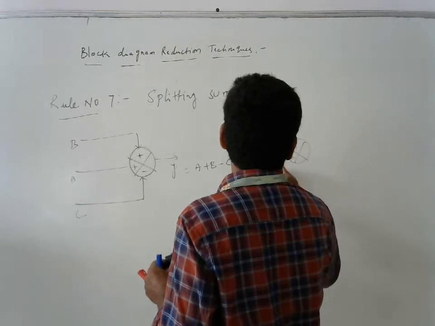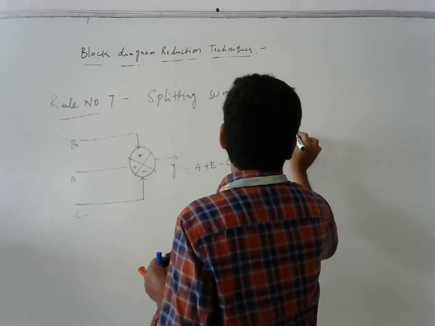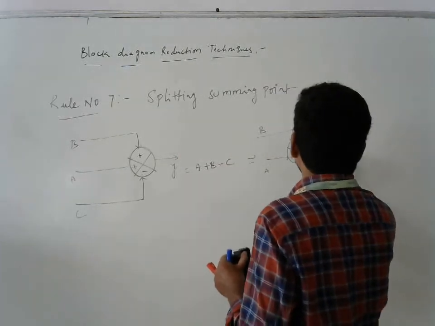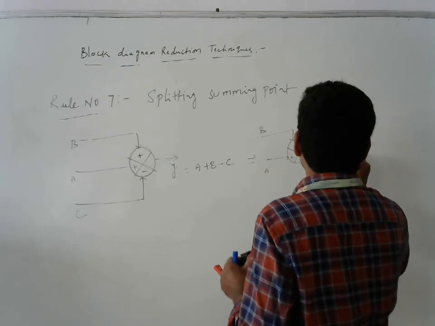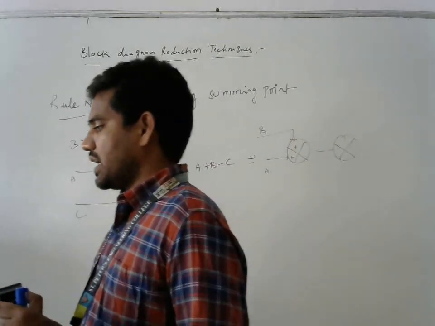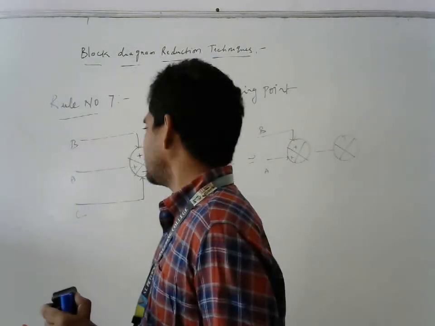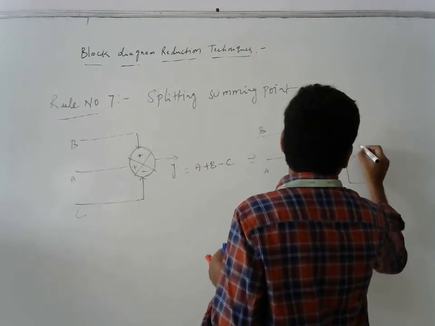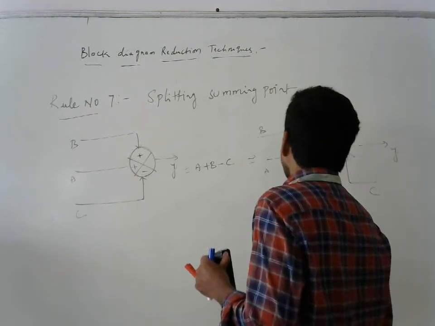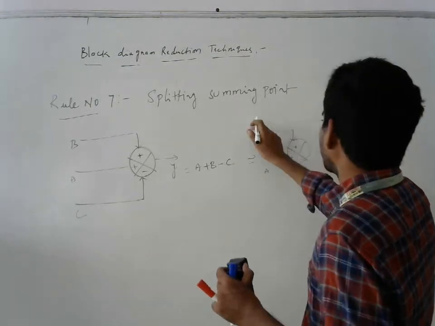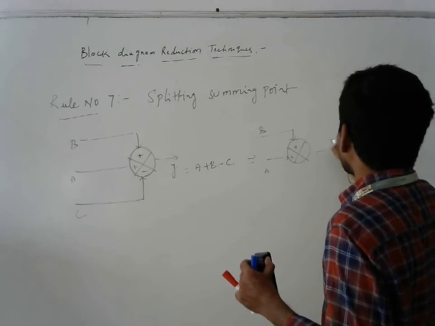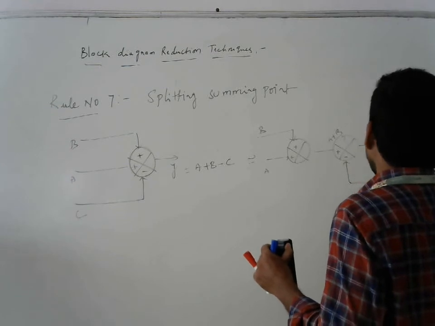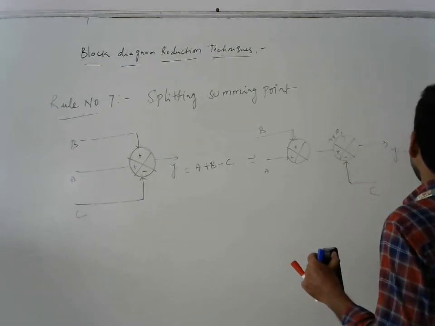We can write this is B, and we can write this summing point like this. Here, how much are we getting from this part? Up to this we get A plus B. Here, what is the other signal? We get C. The final output will be A plus B minus C.